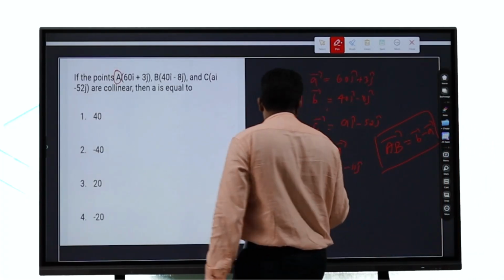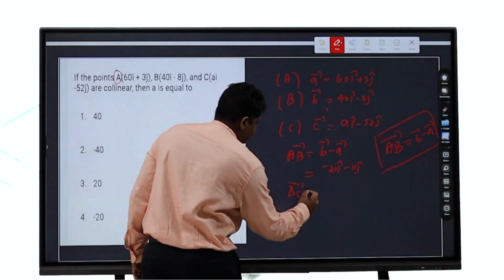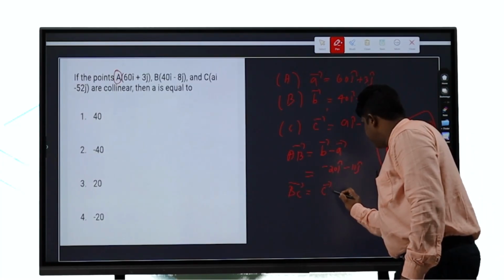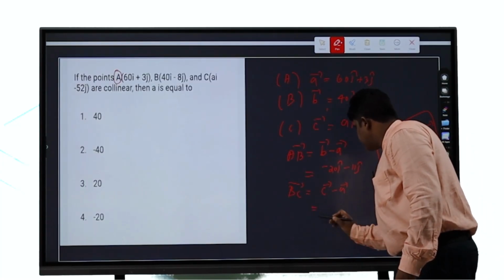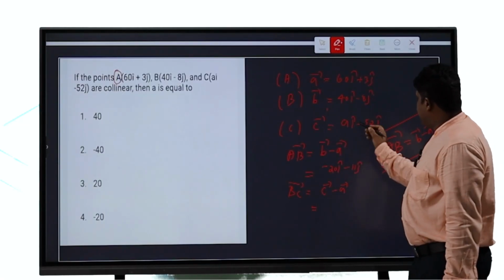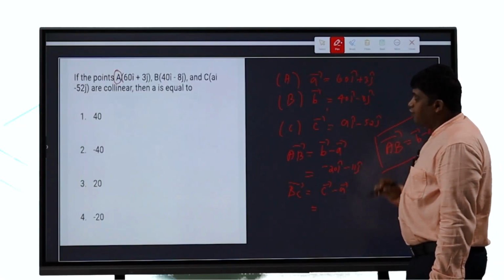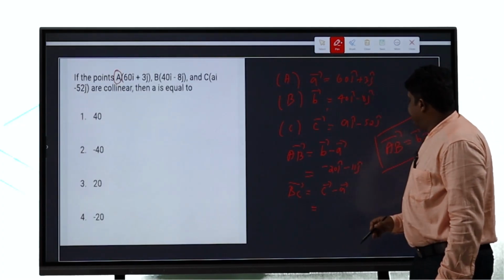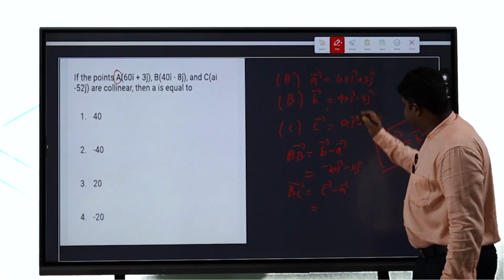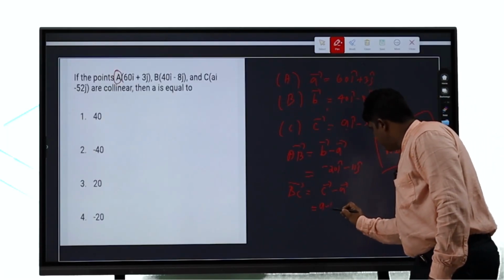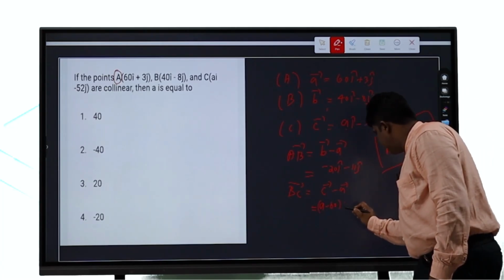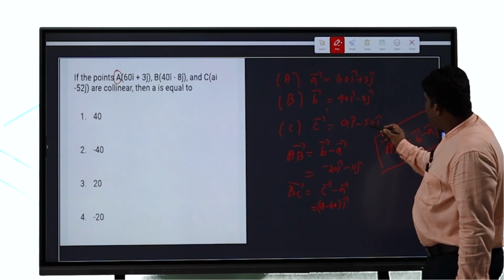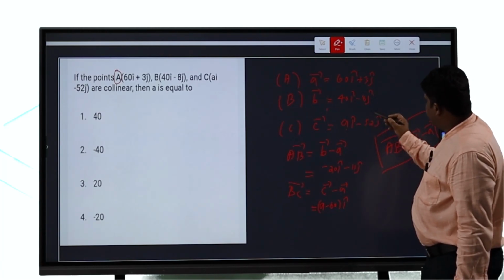Then what is BC vector? We have BC vector is the position vector of C minus the position vector of A. What is the position vector of C? ai minus 52j. Then what is the position vector of A? 60i plus 3j. Then C minus A, that is a minus 60i, minus 52.